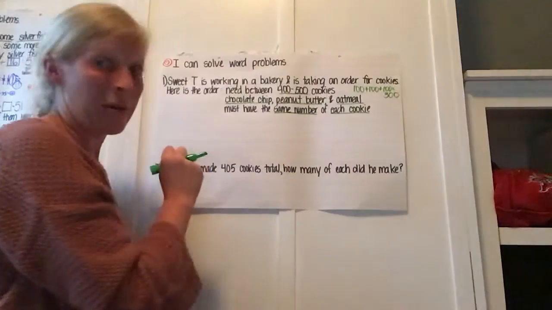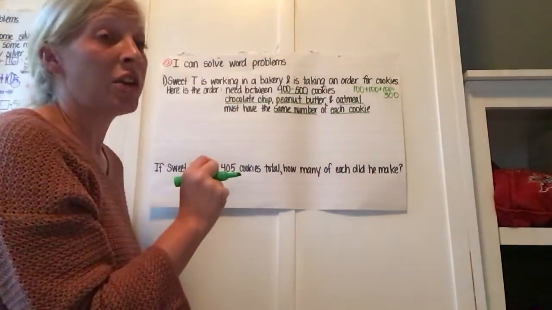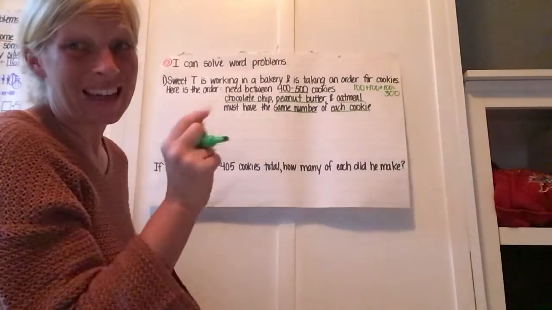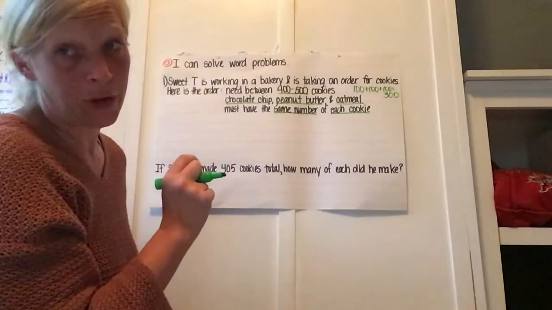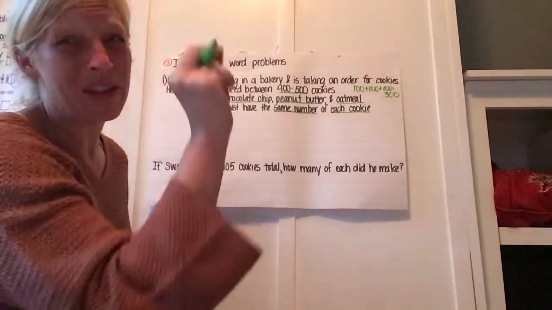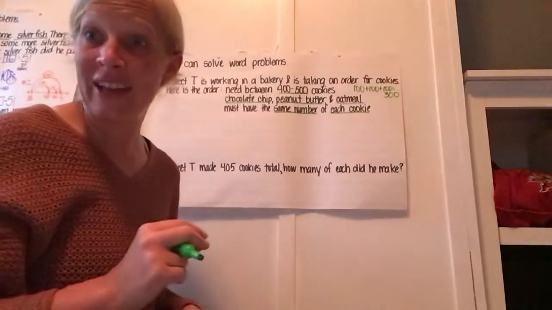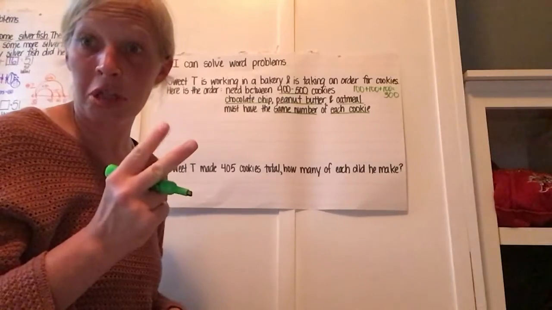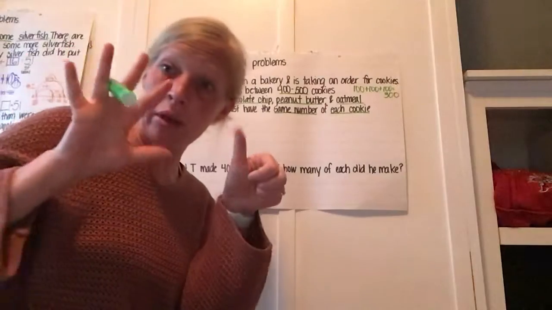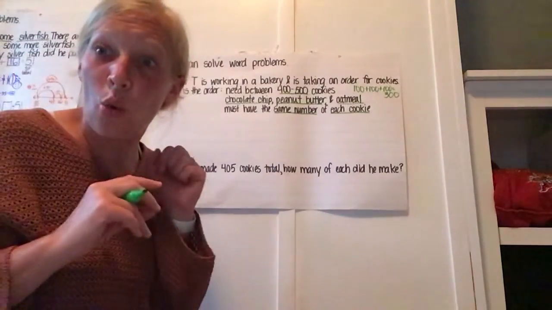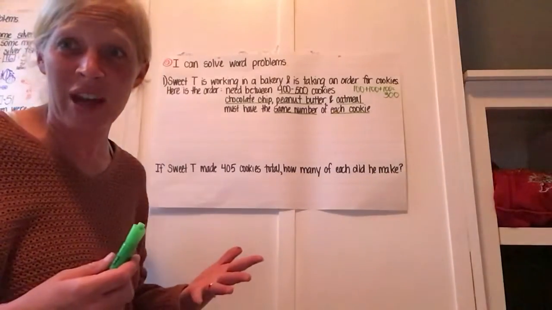That means it can be 400. It can be 500. It can be 482. But it cannot be 399. It cannot be 501. It has to be between 400 and 500. So could I have 200 of each? 200 chocolate chip, 200 peanut butter, and 200 oatmeal? No! That would be 600 cookies, and we can't have more than 500.